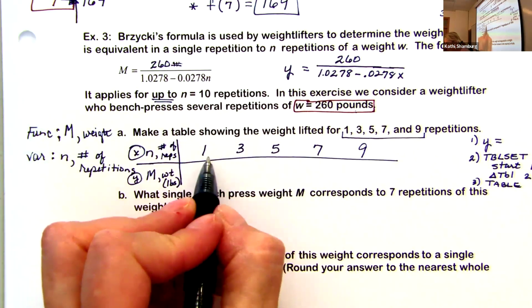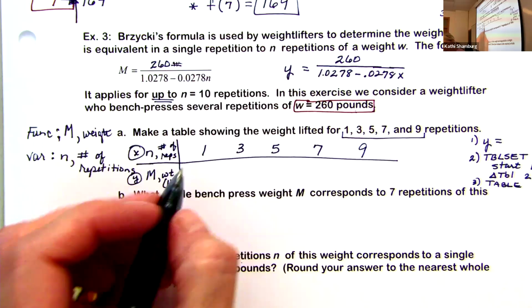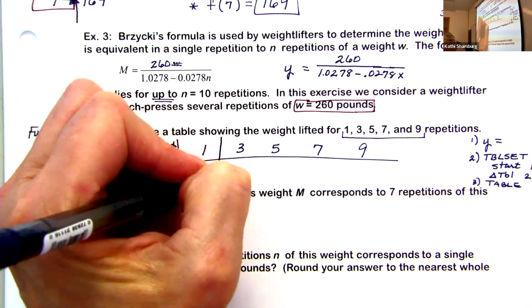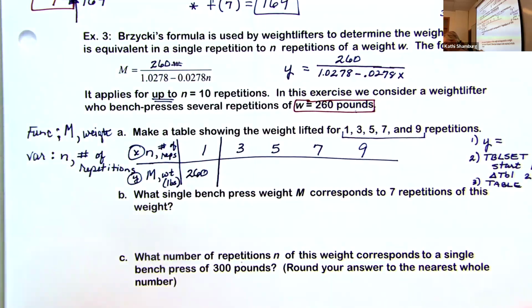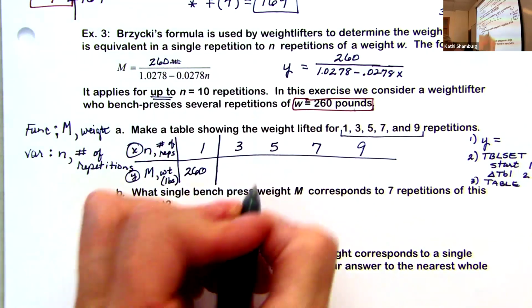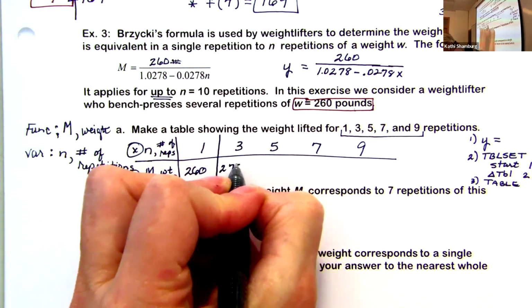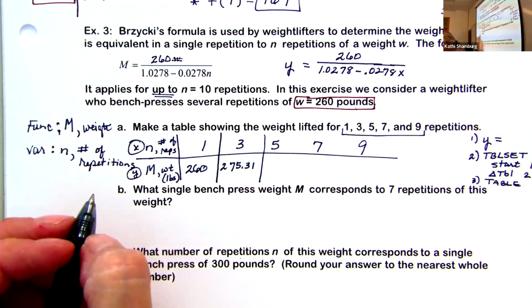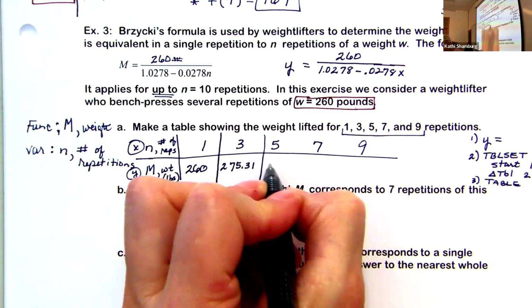It's saying 1 repetition, if you look at your calculator, is 260 pounds. When you hit 3 repetitions, it now feels like 275.31 pounds and so forth. So 5, I got 292.53.